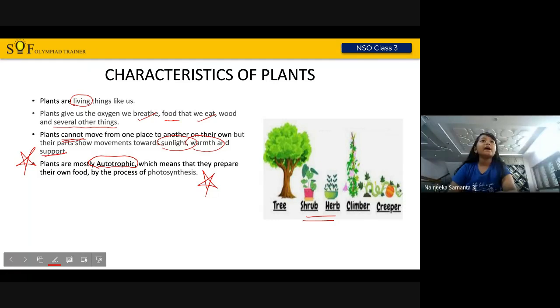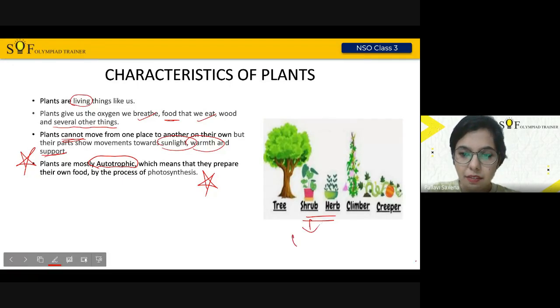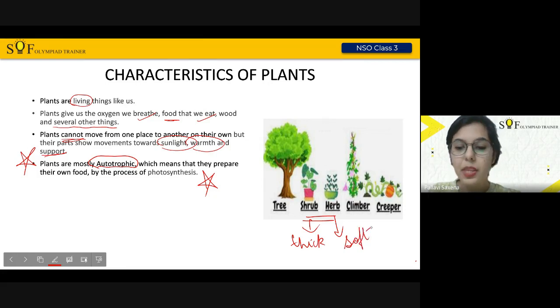Shrubs are bushy and herbs are green and have soft stems and only live for one season called summer. Okay, yes. So now, like we just discussed, children, if you want to note down, please note that herbs have very soft and non-woody stems, whereas shrubs will have thicker stems, not really woody, but thicker stems, okay?